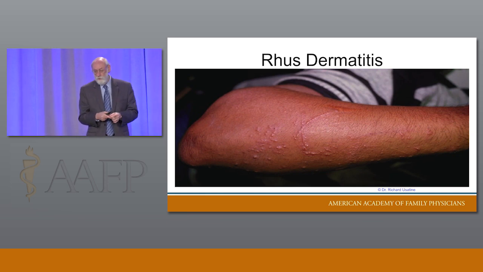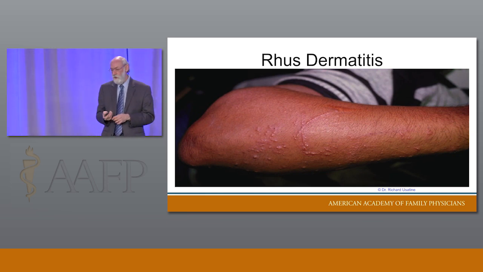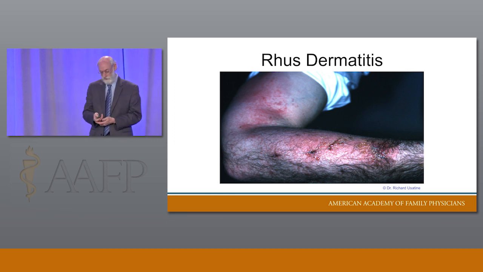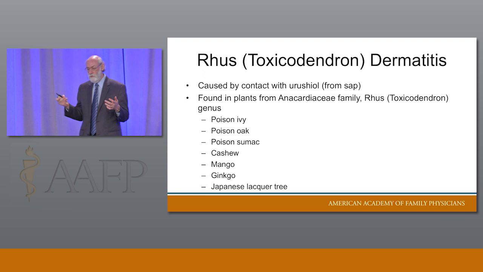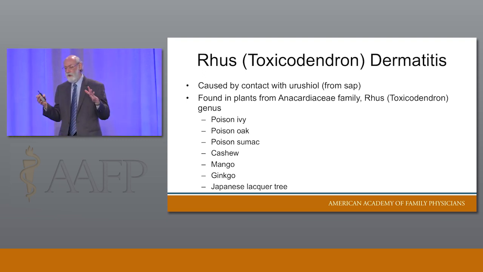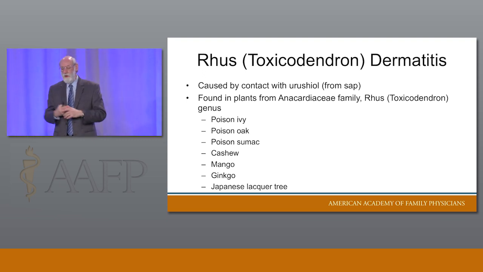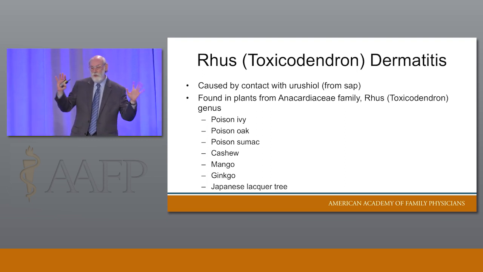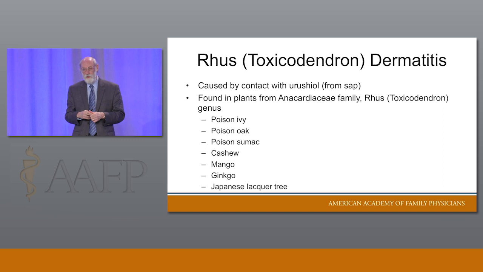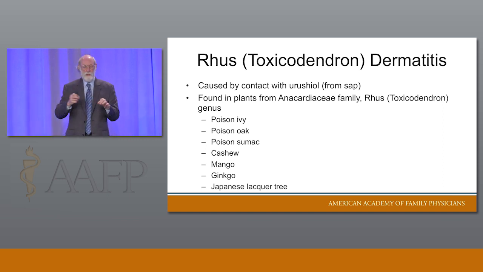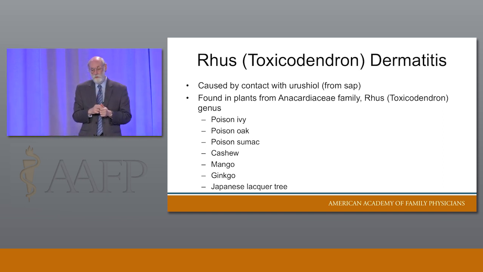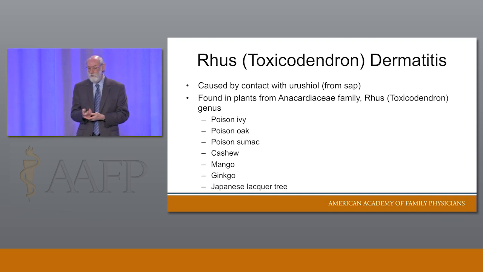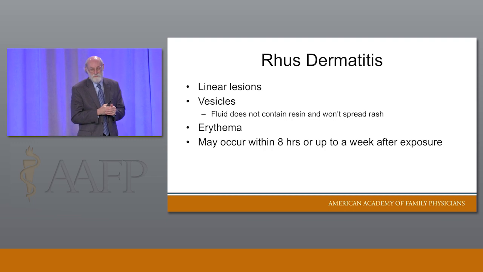This is Rhus dermatitis, also known as toxicodendron dermatitis. We call it poison ivy dermatitis. You get this when you get in contact with sap from a plant in the Anacardiaceae family, the Rhus genus. Poison ivy, poison oak, poison sumac. In Hawaii, a lot of people get this from peeling the skin off mangoes. Also the ubiquitous Japanese lacquer tree that we all have in our backyards. You can get it from that.